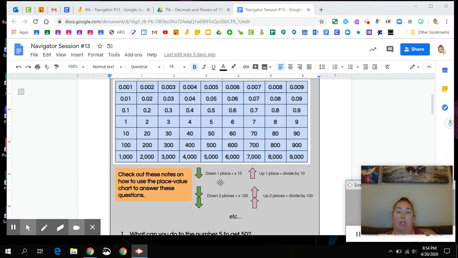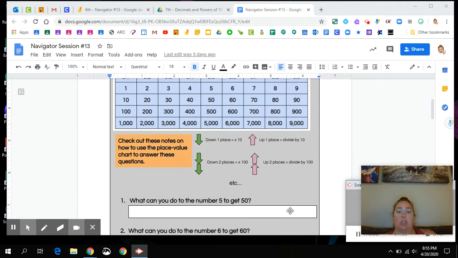Going down 3 boxes would be 10, 100, 1,000. Okay, and so on. If you were to go up the table, instead of multiplying, you would just be dividing. So if you go backwards, right, you're going to be making these smaller. These would be divisions. And so one space would be to divide by 10, two spaces would be to divide by 100, three spaces would be to divide by 1,000, and so on. Okay, so you're going to use those patterns to help you answer these questions.